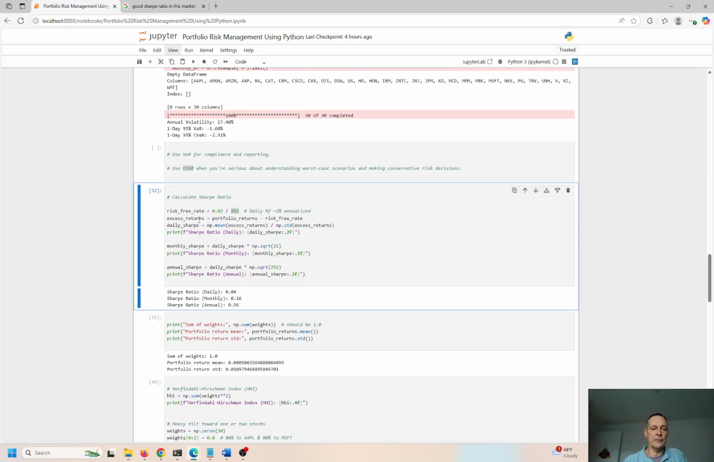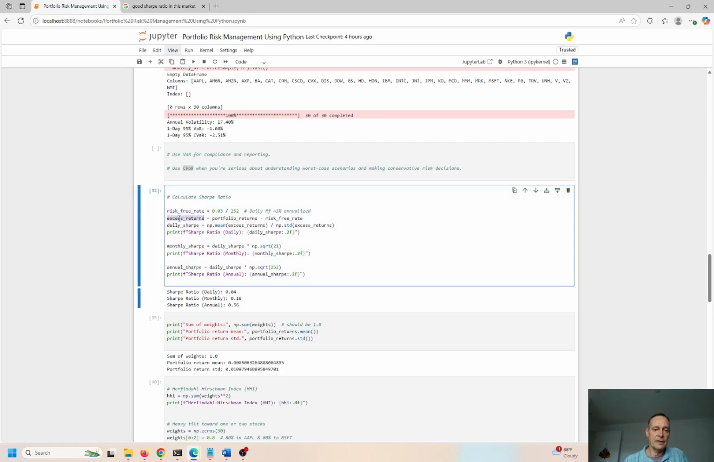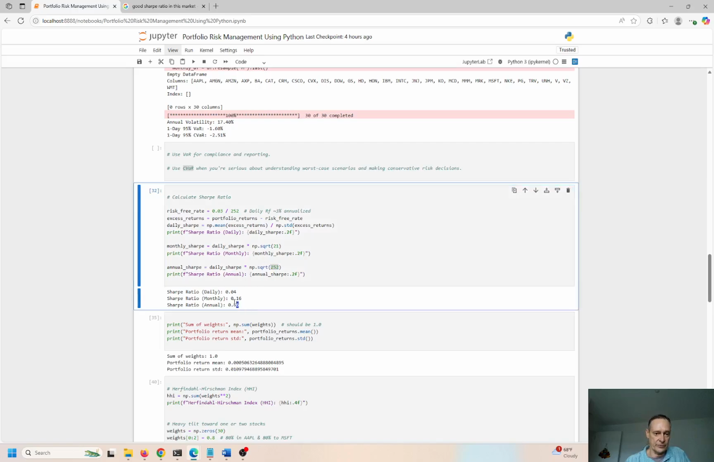But I just want to show you the calculations here. Again, risk-free rate. The excess return is the portfolio return minus the risk-free rate. And the daily Sharpe is the excess return divided by the standard deviation. Okay, so you can do it two ways: portfolio return minus risk-free rate divided by the standard deviation, or just do the subtraction first, then do the division. The daily Sharpe is right here. Daily Sharpe times 21 trading days in the month gives us the monthly Sharpe, and daily Sharpe times 252 trading days in a year gives us the annual Sharpe. So that's how we get that.